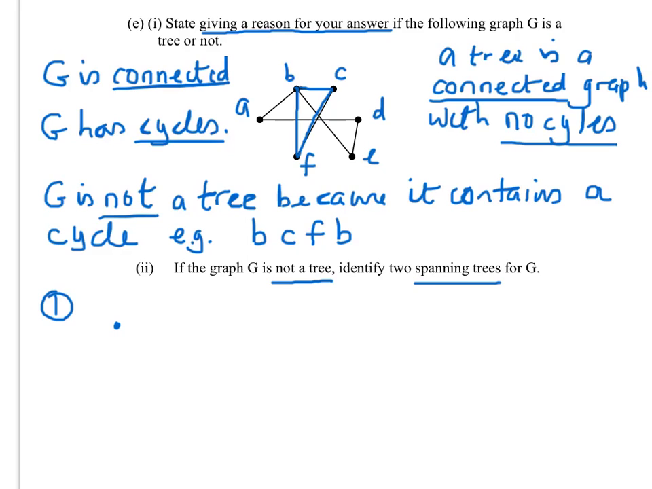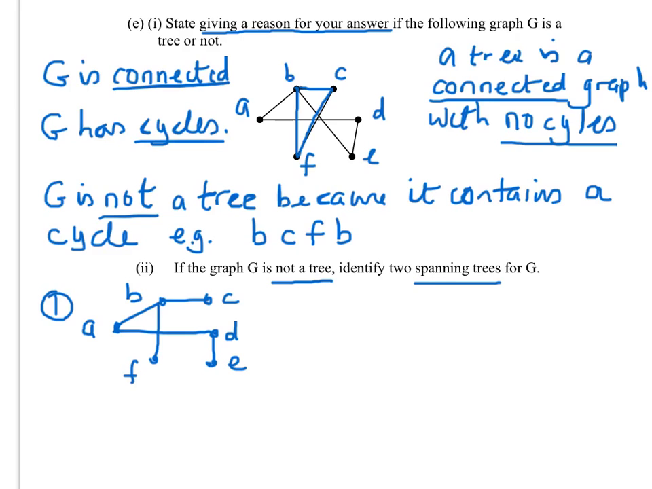So if we start building it, there's A. If we connect A, let's say to B, and connect B to C, and connect, let's say, D to A, and connect D to E, and lastly, let's say we connect B to F. Now that structure there is a connected graph. It contains no cycles, so it's called the spanning tree for G. So that's one possible spanning tree.